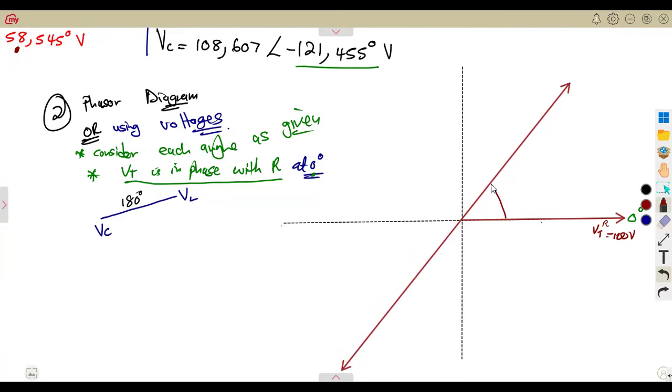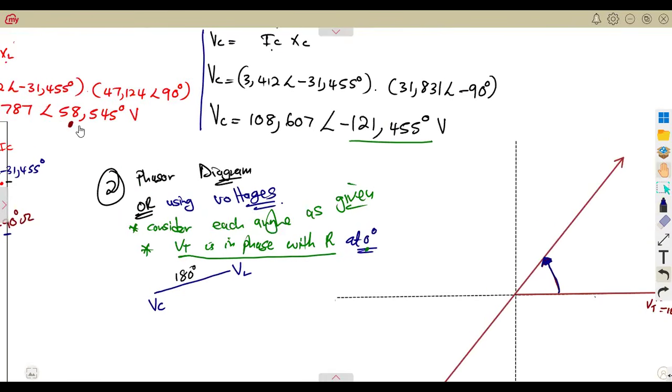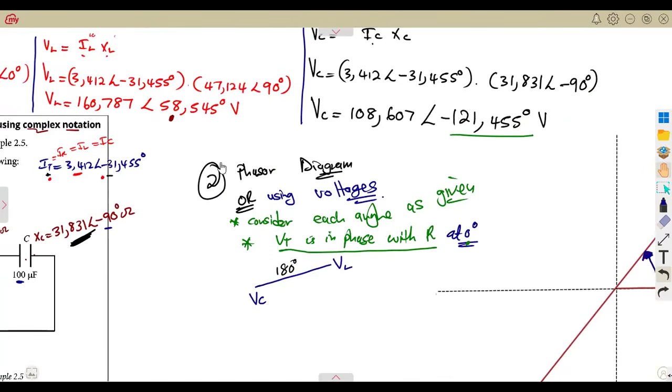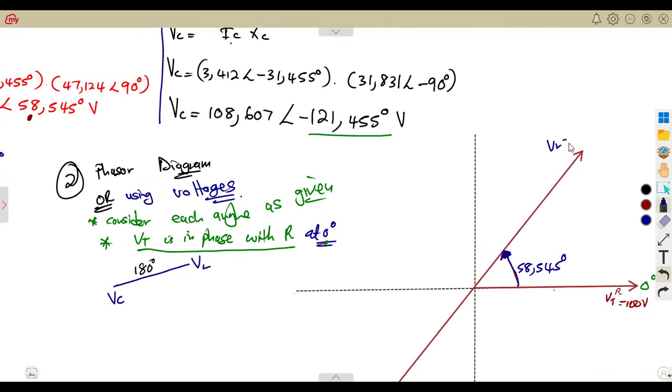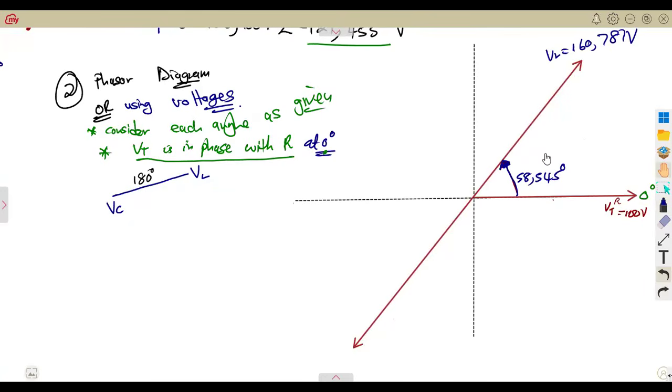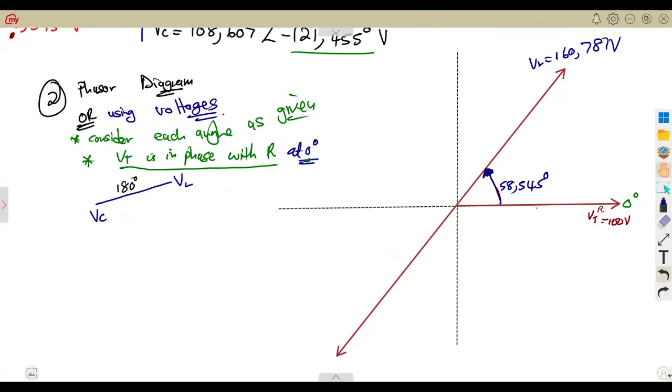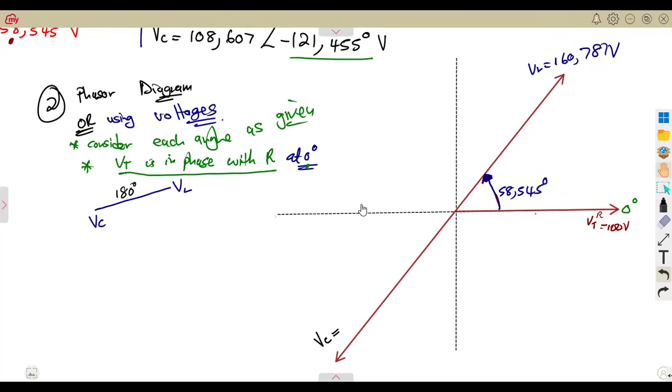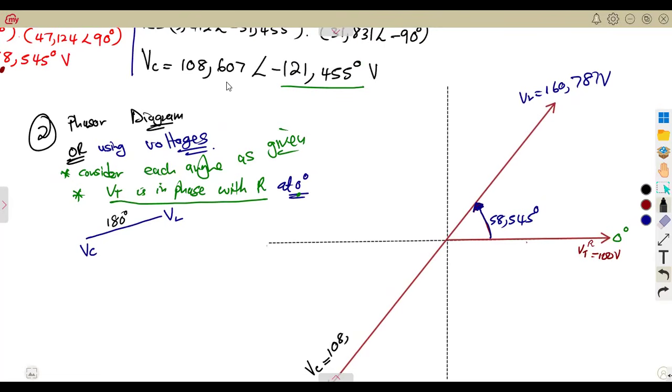This is your VL, positive 58.545 degrees anti-clockwise. This is the resultant of VL, the value of the voltage there, 160.787 volts. As you are indicating this voltage on this side for VL, VC will be in the opposite direction on a straight line. That is the idea. So on the other side, we have our VC. What is the value of our VC? 108.607 volts. And the angle is minus 121.